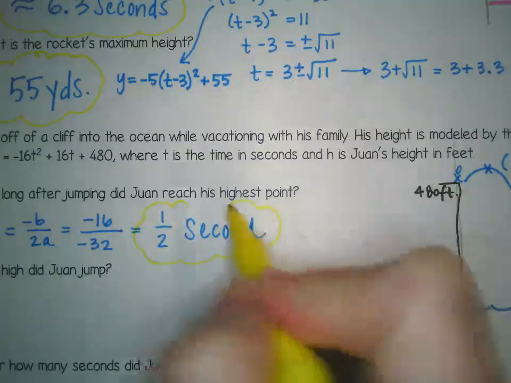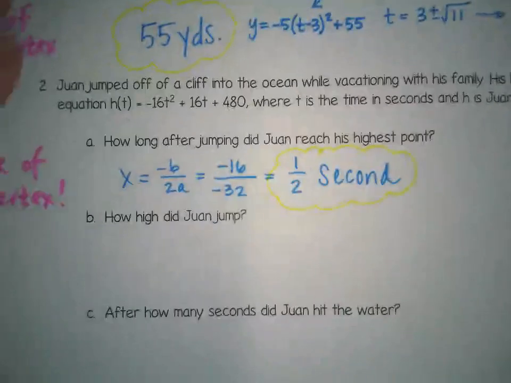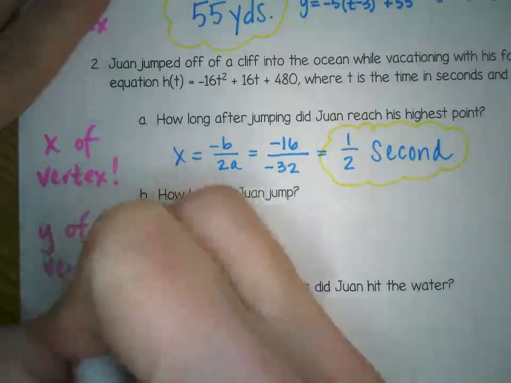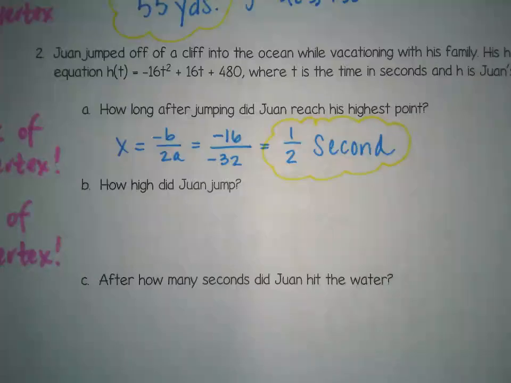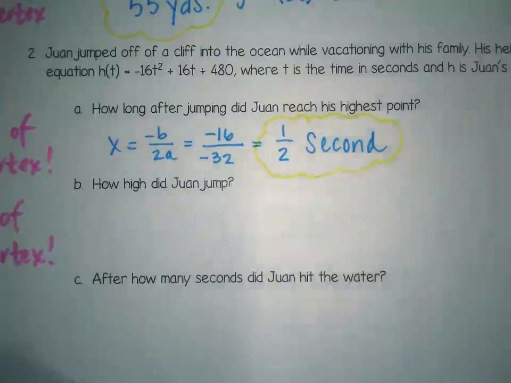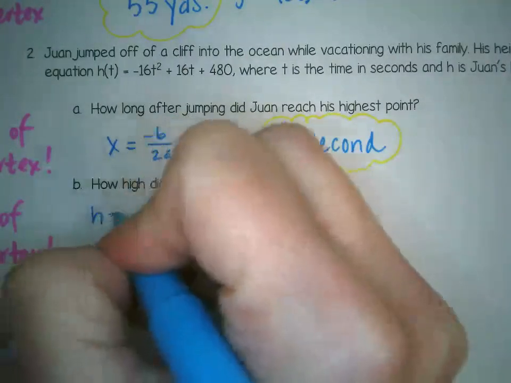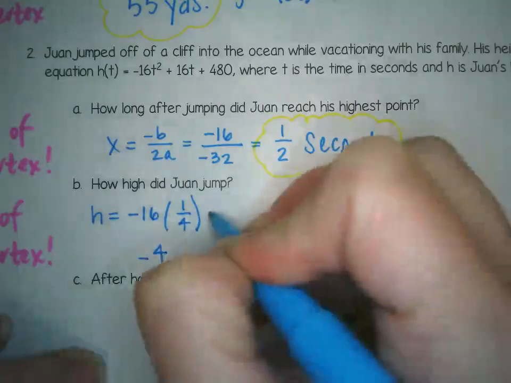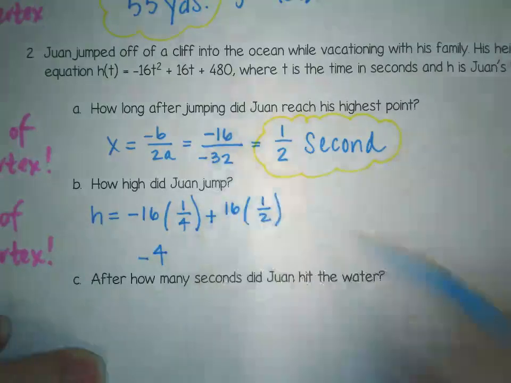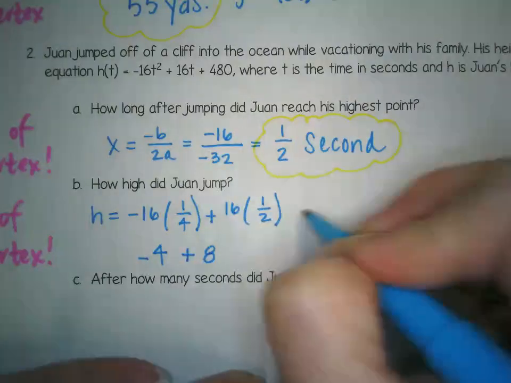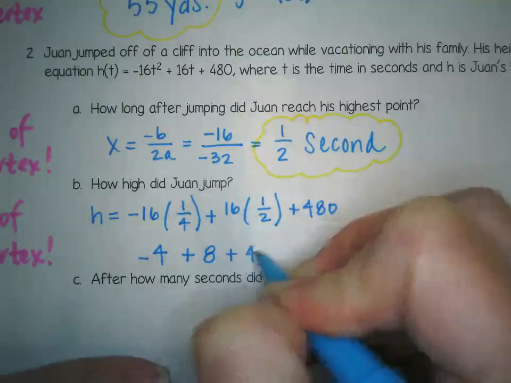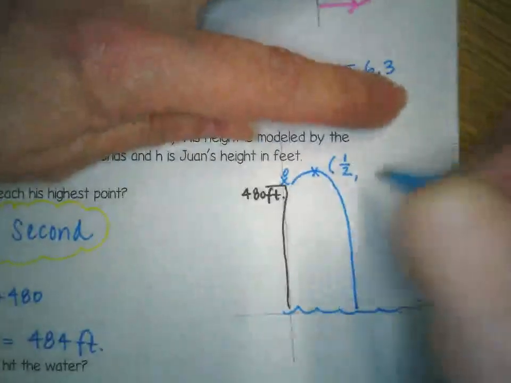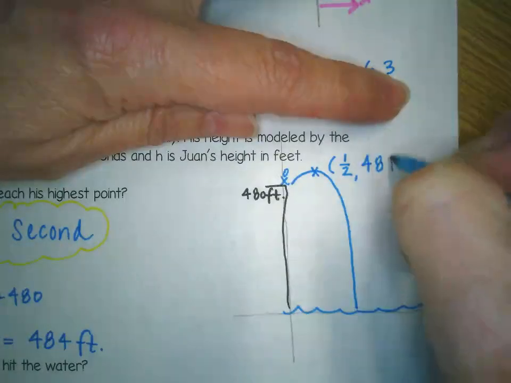All right, next up. How high did Juan jump? So again, anytime I hear highest or lowest, I know I need the vertex. And the height of the vertex is going to be the y. So now I need the y of the vertex. All right, no big deal. So what that means is that I need to fill in 1/2 into the equation. So his height is going to be negative 16 times 1/4, so that would be negative 4, and then plus 16 times 1/2, which would be plus 8, and then plus 480. So if we work that out, we get 484 feet. So I know that the vertex, the highest point, was 484 feet.